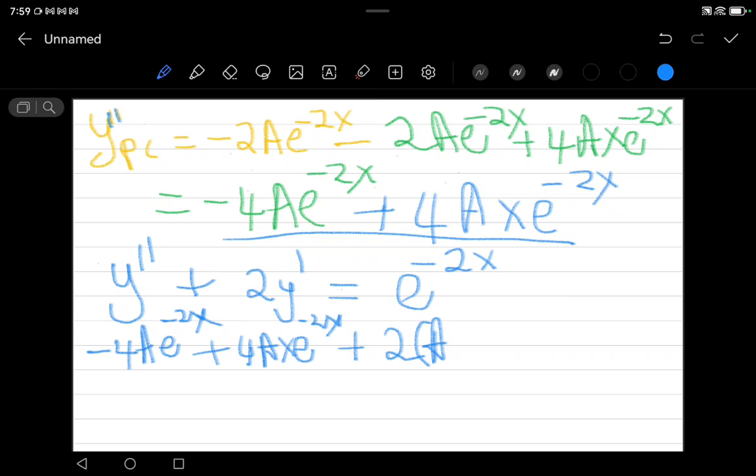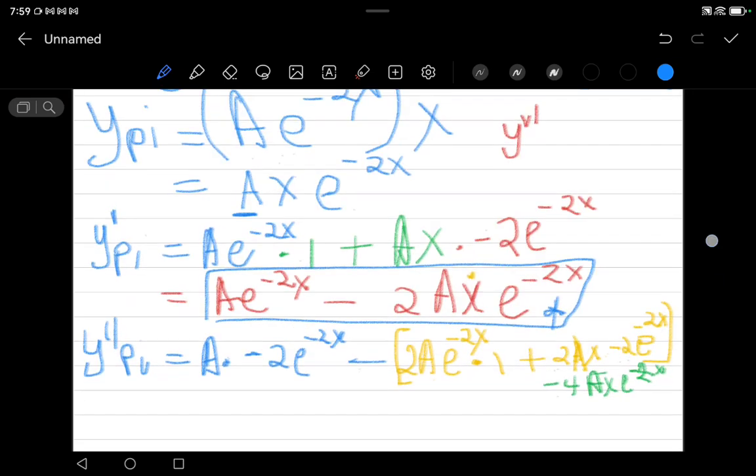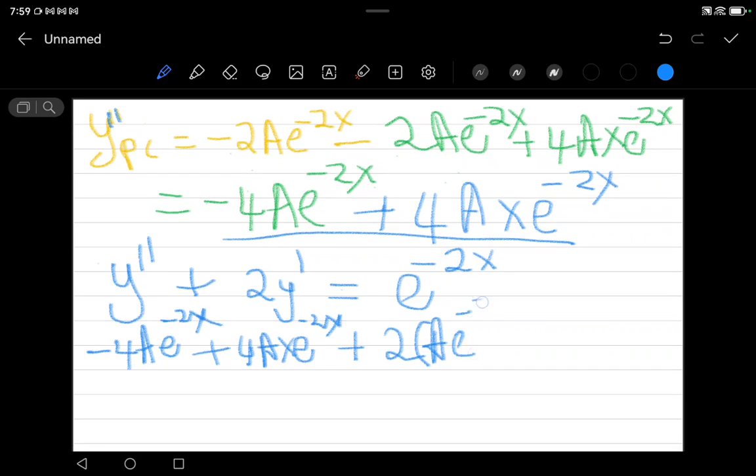Oh my goodness, I forgot. It's 2 into a. Let me see. 2 into ae to the power of negative 2x and minus 2ax e to the power of minus 2x, all equals e to the power of negative 2x. This is from the original function.